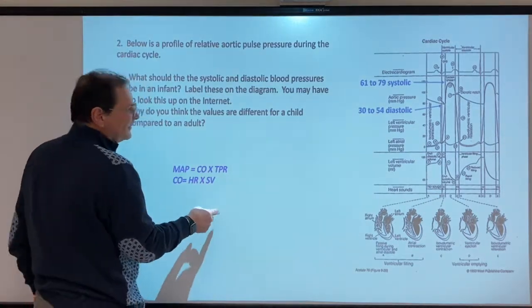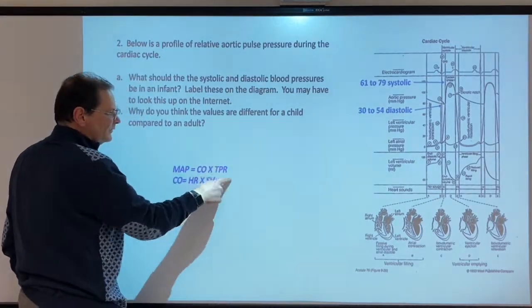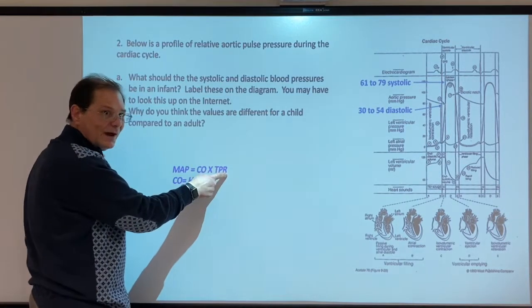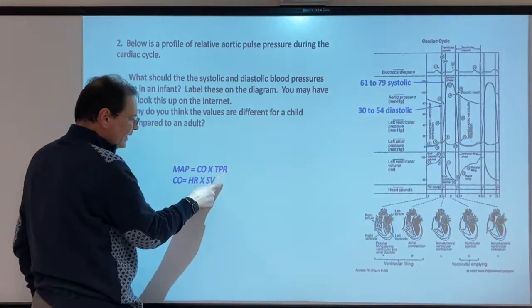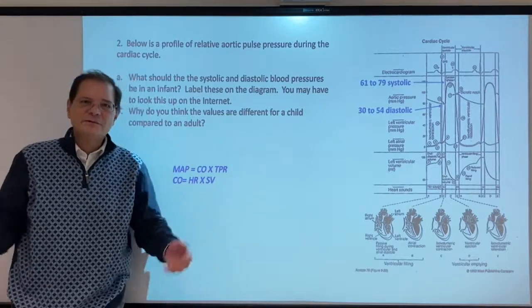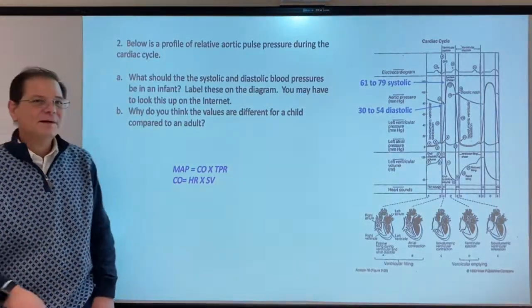So it turns out that the reason for the low mean arterial pressure is because the total peripheral resistance is down because there's less tissue to perfuse. And the stroke volume is down because the heart's smaller, okay? And that's the reason why, all right?